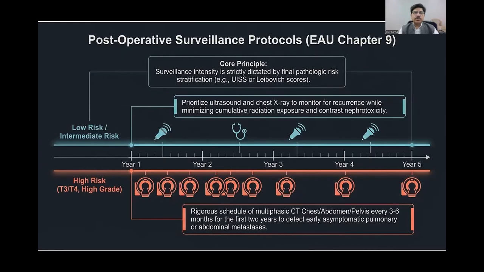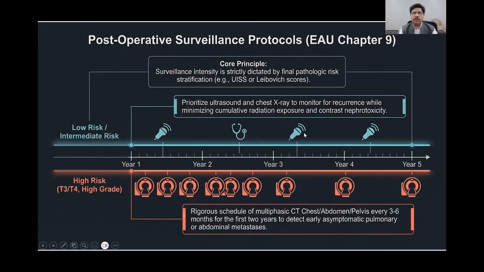No. Core principles: surveillance intensity is strictly dictated by the final pathological risk stratification. What do I do? Low risk and low to intermediate risk, then you have to do the 1 year, 2 years, 3 years, 4 years. High risk patients, T3 to T4, are high risk patients.